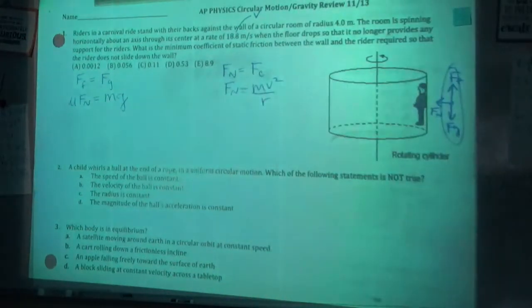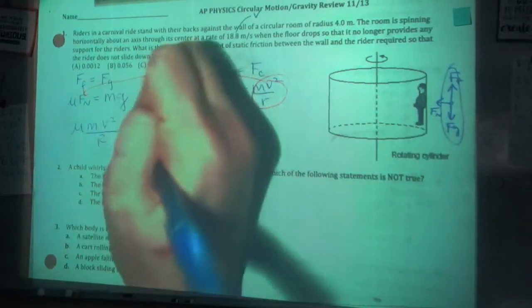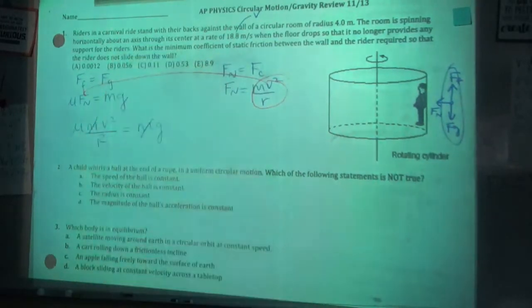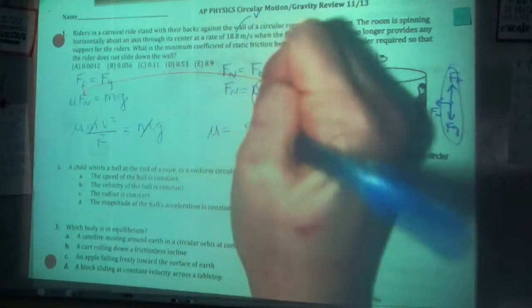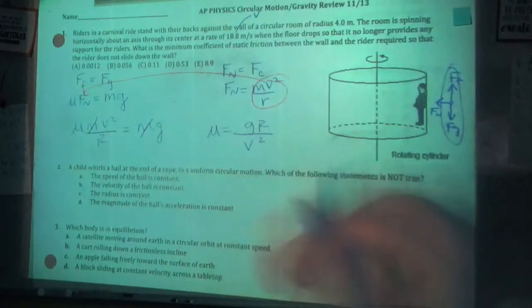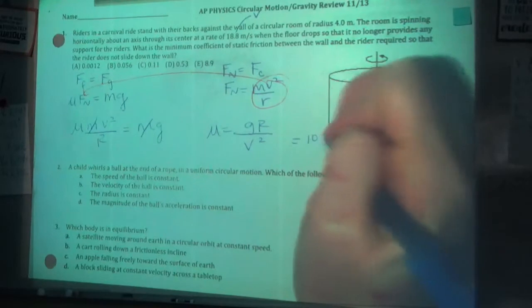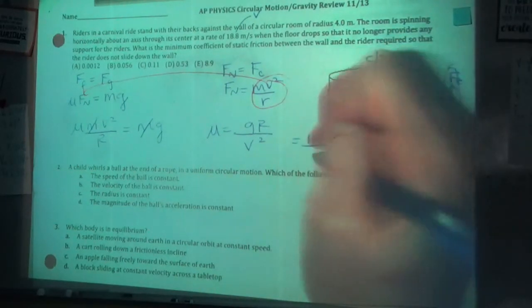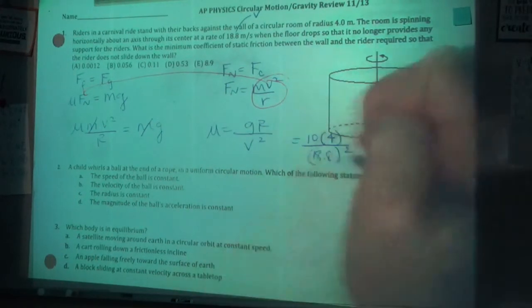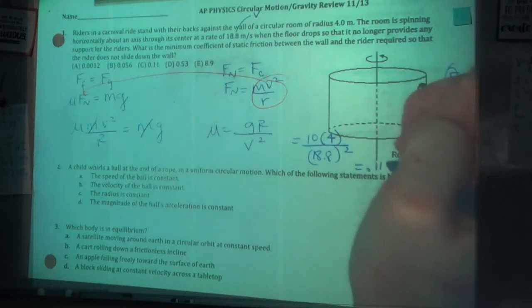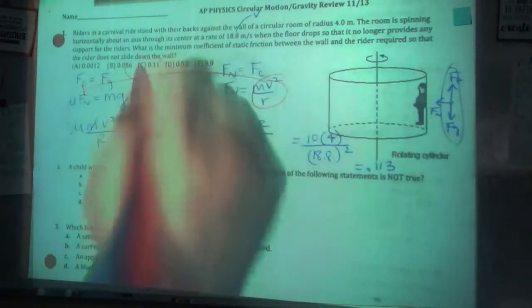So now we're going to substitute this in for Fn. Mu m v squared over the radius equals mass times gravity. Here the masses cancel out. We're trying to solve for mu. So that's mu is gr over v squared. And now we can plug in our numbers. So g was 10, the radius is 4, and then velocity was 18.8 squared. So 10 times 4 divided by 18.8 squared gives me 0.113. So then your answer is C, 0.11.